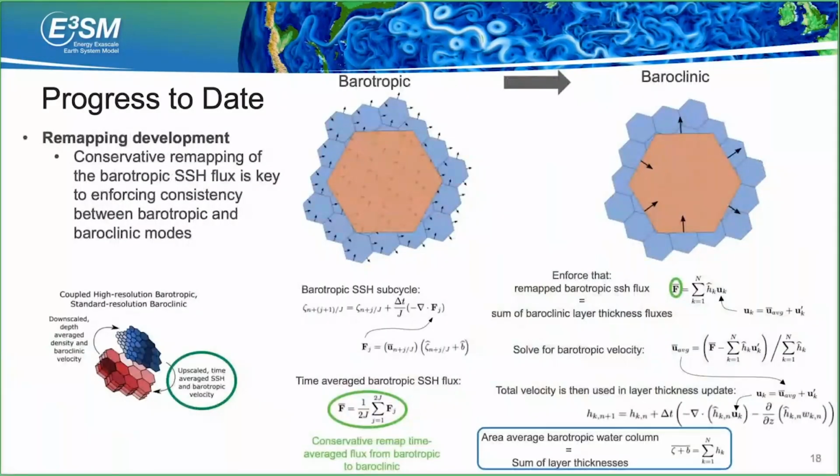The part where we really have to be very careful, and what we're currently working on, is how we remap the barotropic sea surface flux back to the baroclinic mesh. That's what allows us to maintain consistency in terms of the sea surface height representation between these two modes. For the barotropic subcycling, the sea surface height is advanced using this sea surface flux, depth average velocity times the water column height. In the temporal mode splitting, this is time averaged. So we need to add a conservative remap of this time averaged barotropic flux from the barotropic mesh to the baroclinic mesh. Obviously that has to be done in a conservative way because we want to enforce that the barotropic thickness flux is equal to the sum of the layer thickness fluxes.